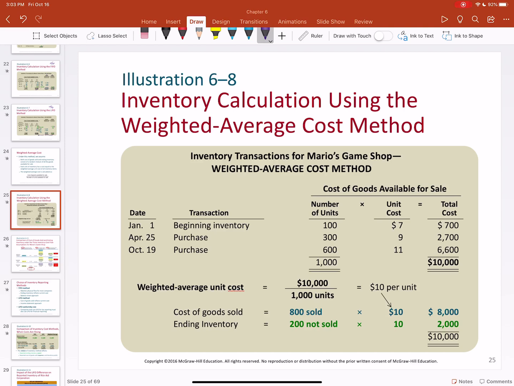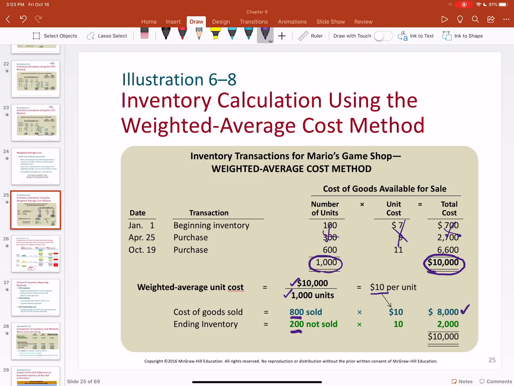Average says I'm going to wait until the end of the month. I'm going to look at how many units I had available for sale, which is 1,000, and how much the total cost was. So I don't care about this middle information, right? So I'm going to divide the $10,000 by the 1,000 units, and I've got a cost. And I'm simply going to apply that cost. I'm applying it to the 800 units sold, and I'm applying it to the 200 units not sold. So I end up with $8,000 of cost of goods sold.